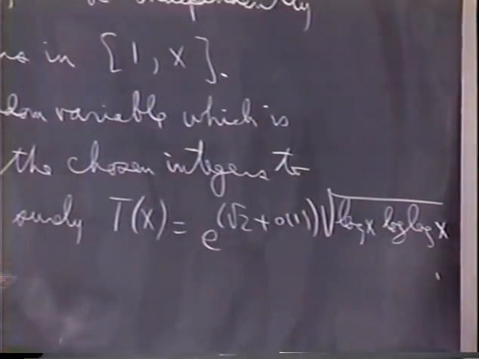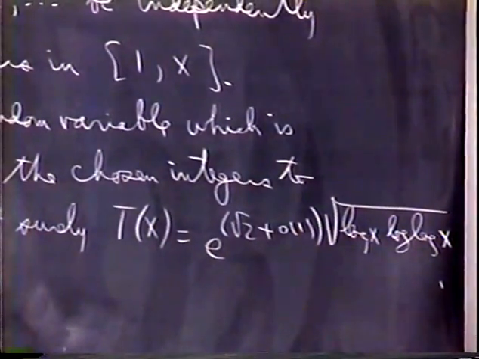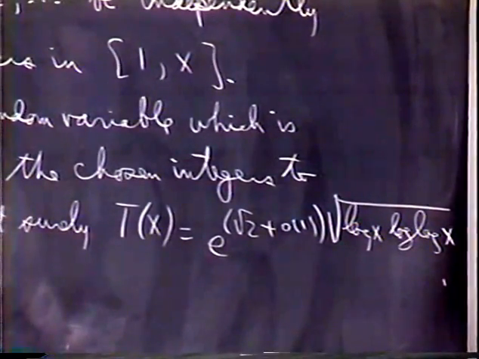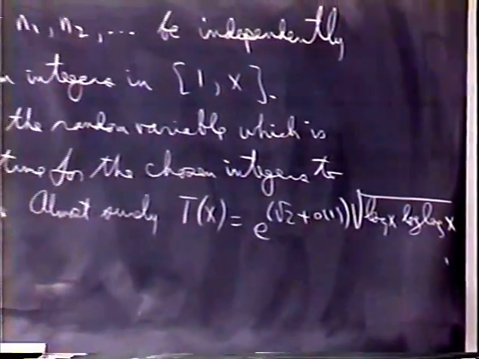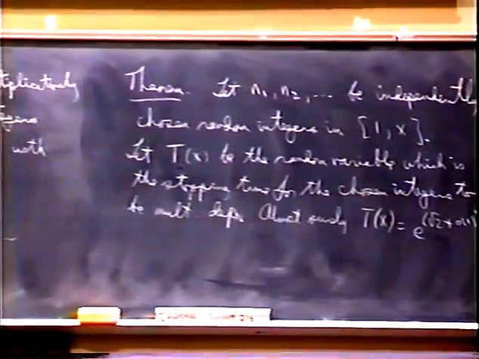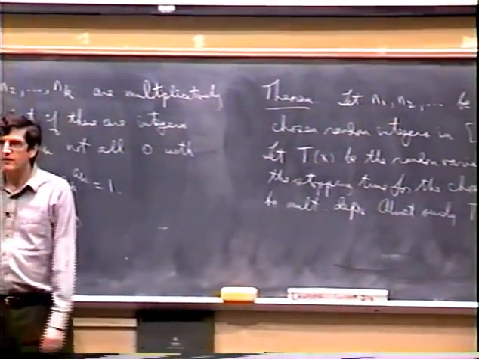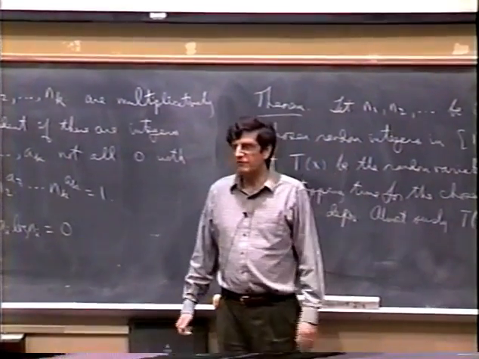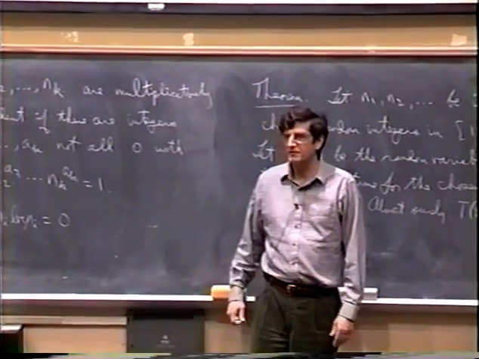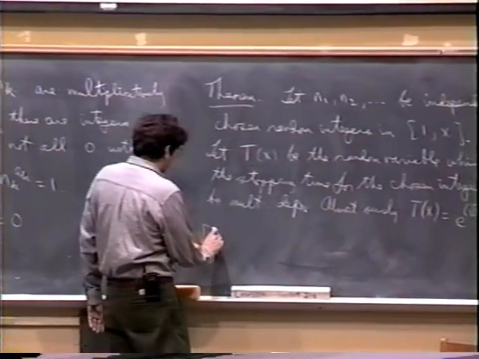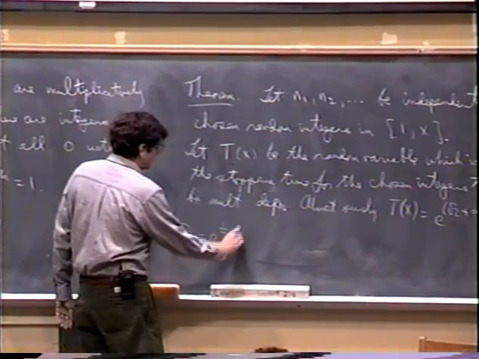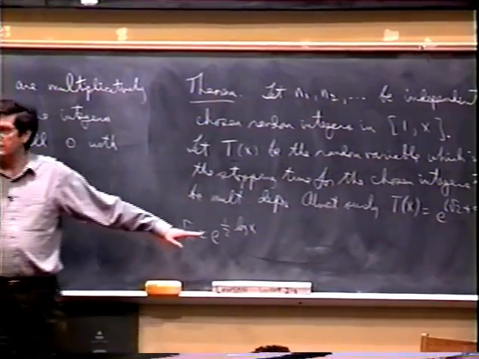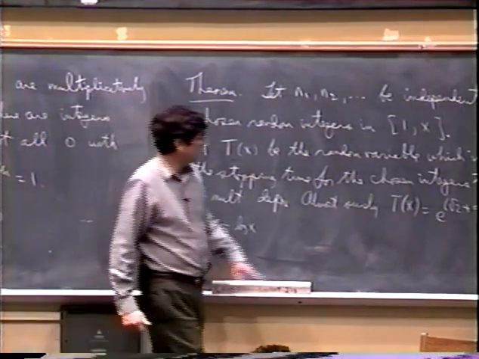Now, you can ask, how does this function, not a very pretty function, I'll admit, but that's the answer, so what can you do? How does this function compare with square root of x? Is it bigger than square root of x or smaller than square root of x? How do you make that comparison? Well, you write square root of x as e to something. The square root of x is e to the 1/2 log x. Okay? So compare the exponents. How does 1/2 log x compare with this exponent?